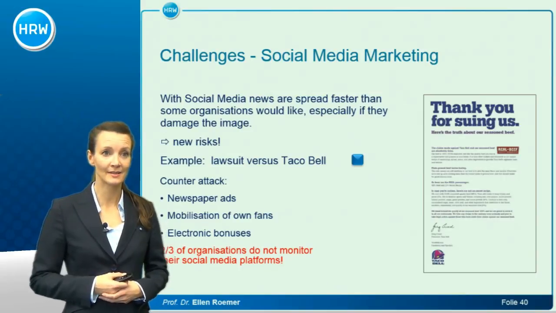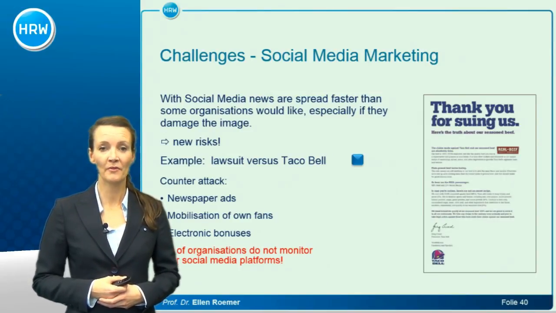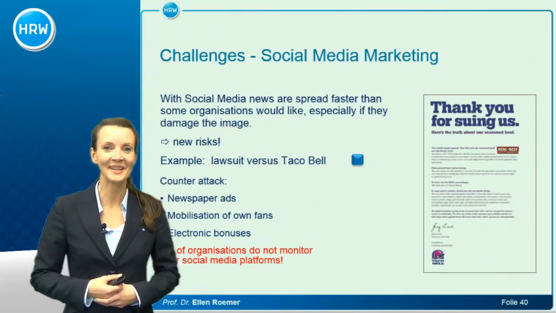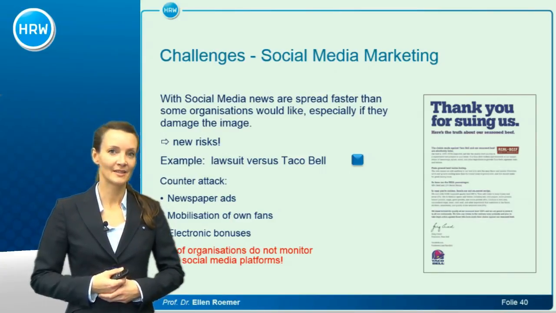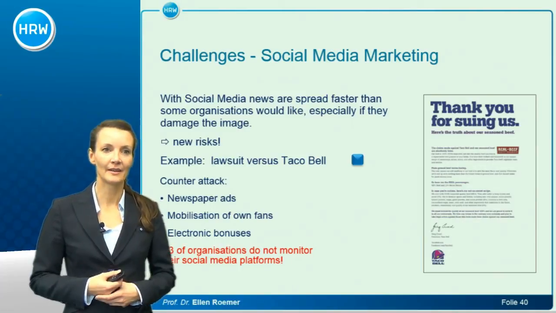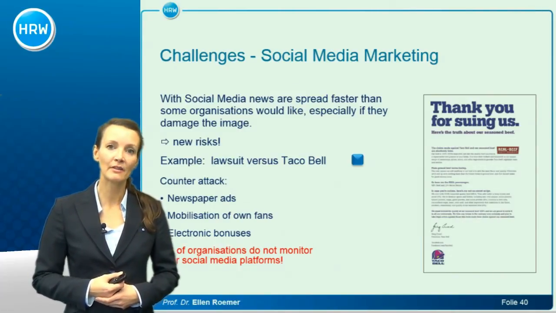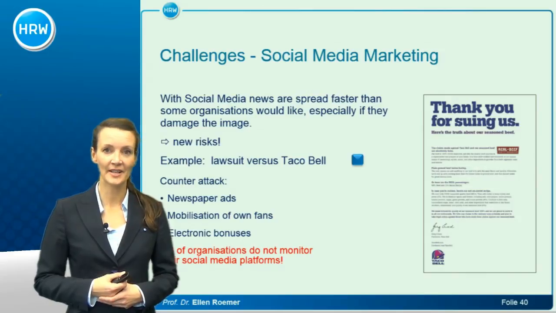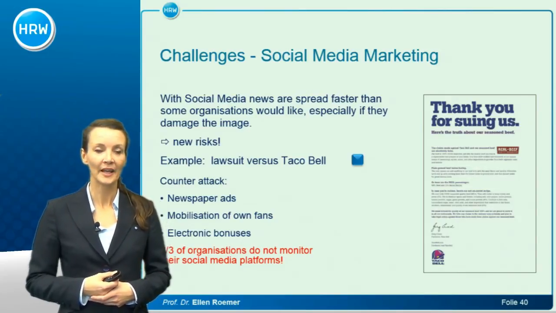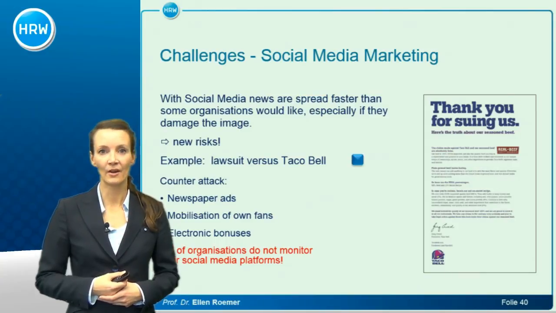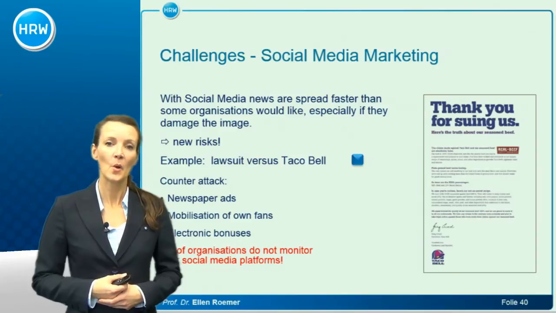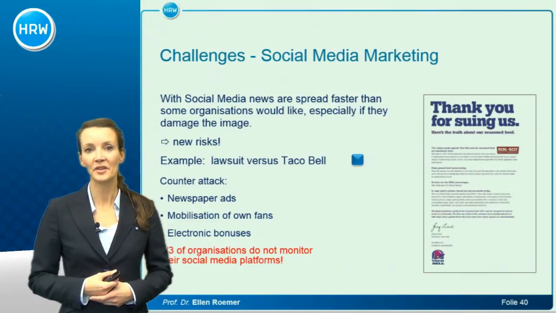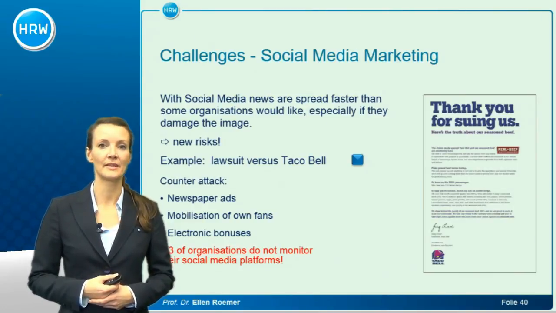They had newspaper ads, like you see it here on the right-hand side. In some of the major American journals, they had this one-page advertisement in the traditional, classic media, for example in the Washington Post, where they actually explained, and the CEO made a statement regarding the quality of the meat. They mobilized their own fans to have a counterattack and to influence other people on the web. And in the end, they also had electronic coupons and bonuses where people could actually buy products at Taco Bell in order to convince those customers that the quality of the meat is actually good.